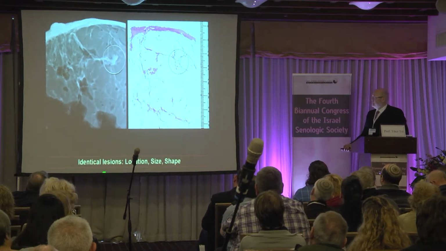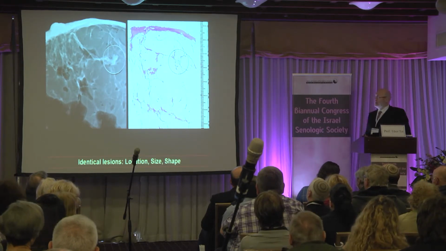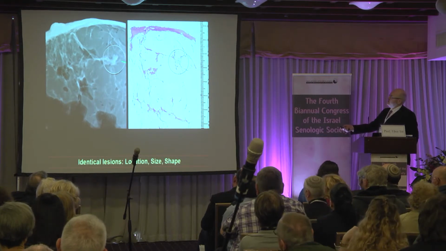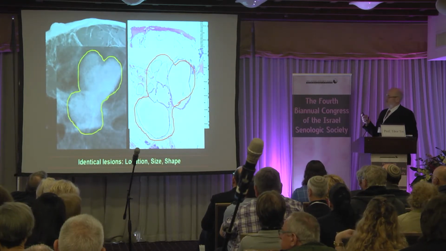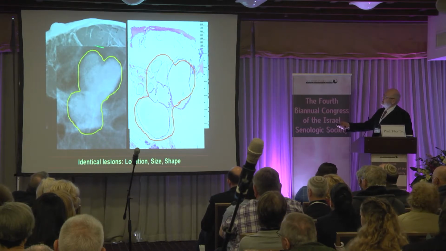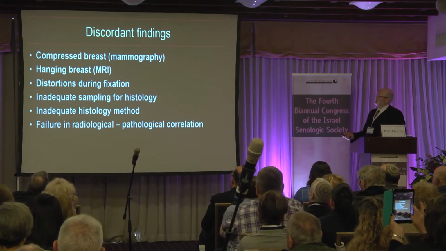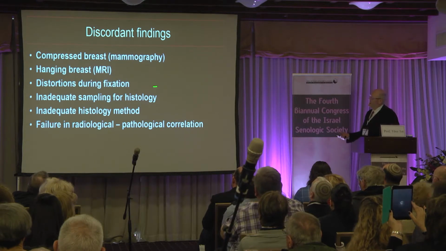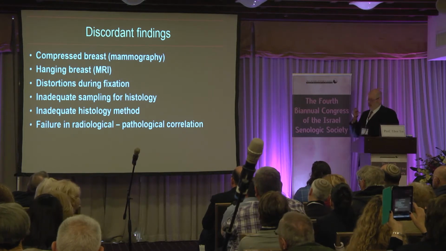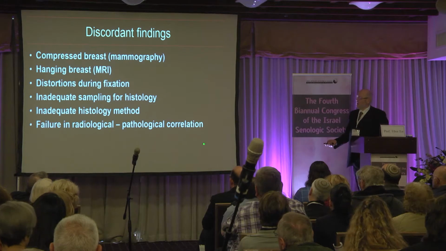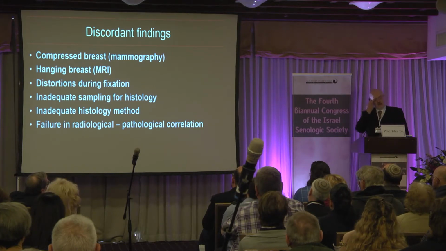But at the same time, we need to look at identical lesions. The location, the size, and the shape of the lesion has to be the same. Here we have a lesion radiologically, here we have it on pathology. It is not a carcinoma, it is a group of cysts. But it's an illustration that the size, the position, distance to the skin, distance to the nipple, and the shape of it is also identical. Discordant findings can be due to compression during mammography, hanging breasts on MRI, distortions during fixations, and many other things. What do you think, which is the most usual one, the most frequent of these, causing discrepancies between histology and radiology?